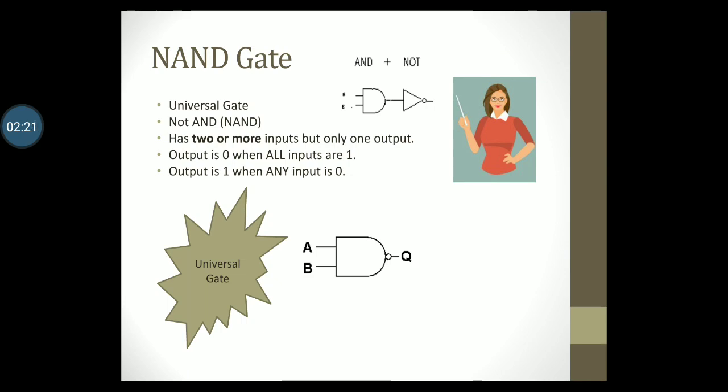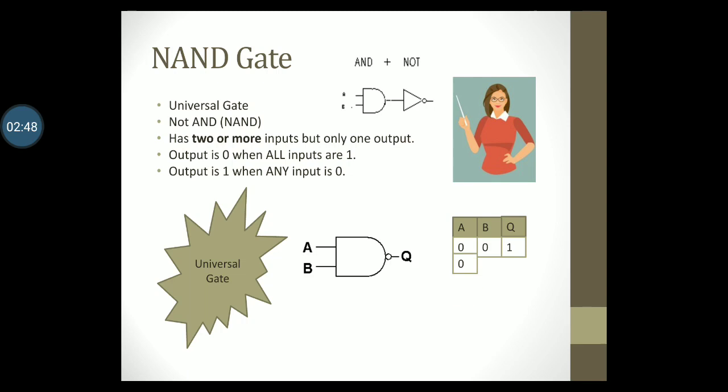Let us write the truth table for the NAND gate. Start by writing the inputs A and B followed by the output Q. If A is 0 and B is 0, then the output Q is 1, because in a NAND gate, output is 0 only when all the inputs are 1.